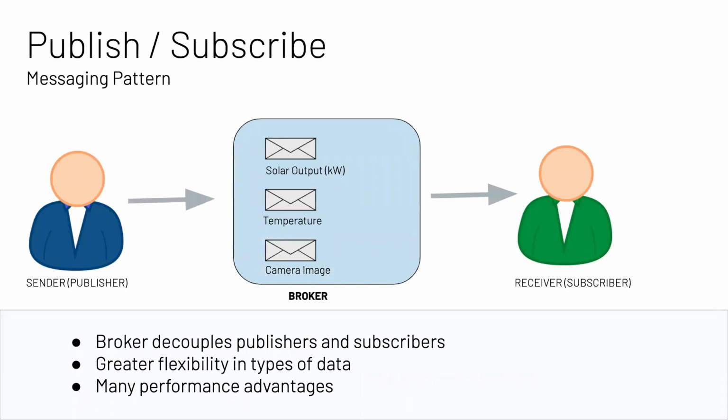Brokers are used as a way to store and retrieve messages. They decouple publishers and subscribers and offer greater flexibility in the types of data that are published. Brokers not only abstract the roles, they offer many performance benefits, like reducing the number of connections between publishers and subscribers, and make it easy to scale out brokers as demands increase.